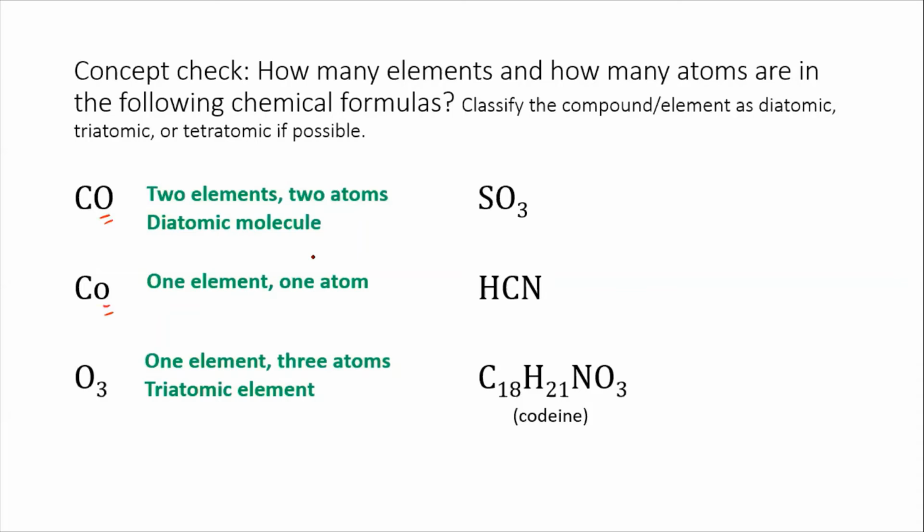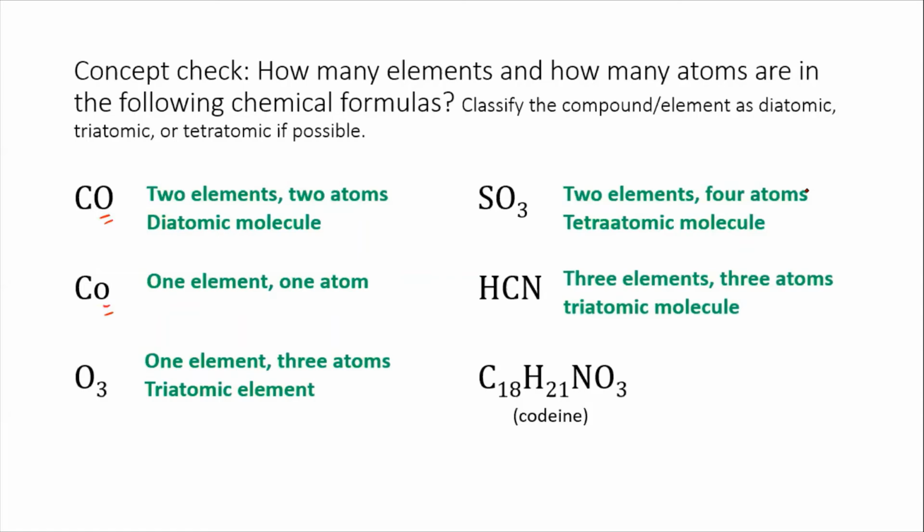Okay, SO3. SO3 has 2 different elements. It has sulfur and oxygen. It has 4 total atoms. It has 3 oxygen atoms plus 1 sulfur, so that makes it a tetraatomic molecule. Okay, HCN. HCN has 3 elements, hydrogen, carbon, and nitrogen. There's 3 atoms, 1 hydrogen atom, 1 carbon atom, and 1 nitrogen atom, so it's a triatomic molecule.